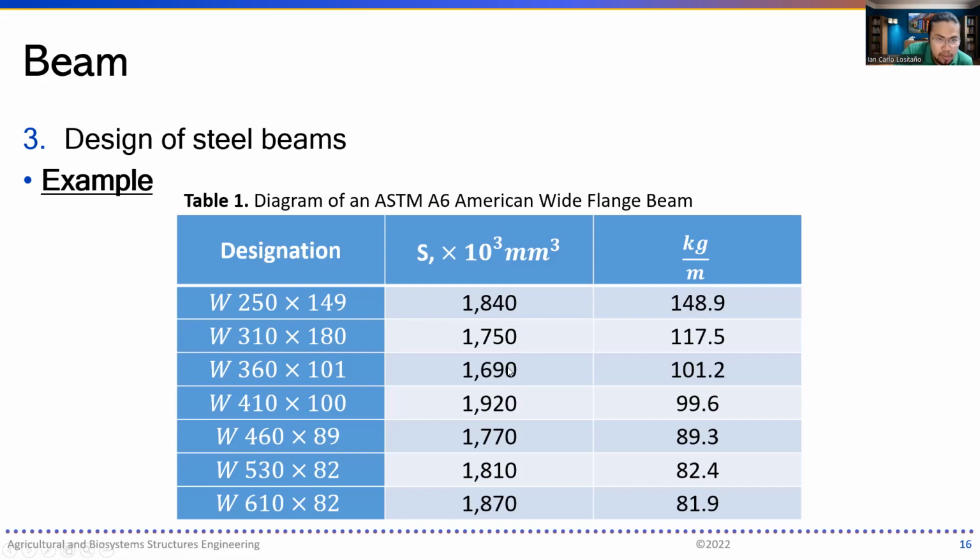Let's try first to see if this is already enough to be able to carry the load, including the dead load. Because we have a value of the kilogram per meter, or the weight of the beam, on a per length basis.